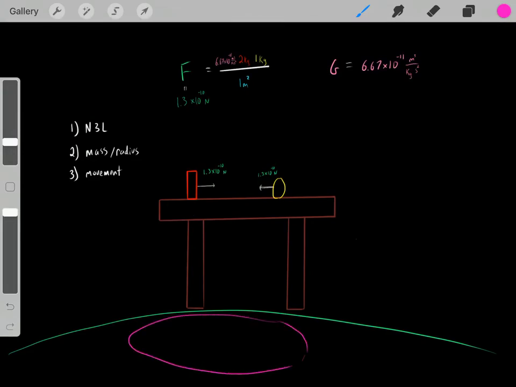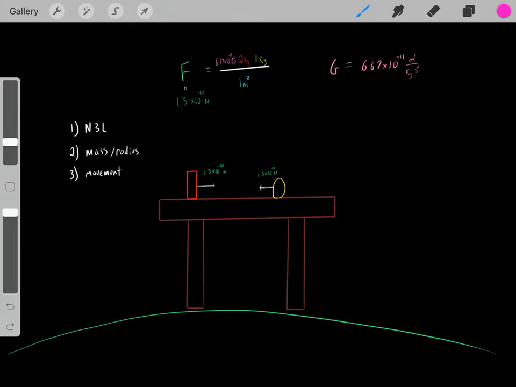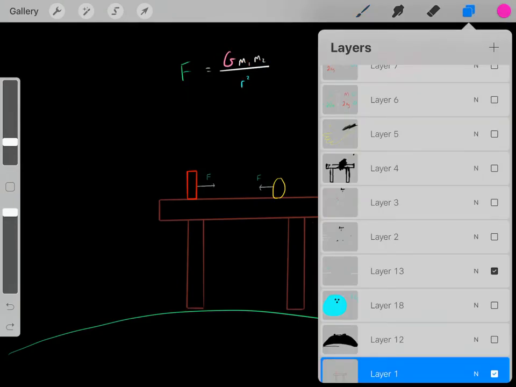This earth has a mass. This lemon has a mass, so they're going to feel attractive forces. All objects with masses feel attractive forces. So now that we know this, let's do another example.